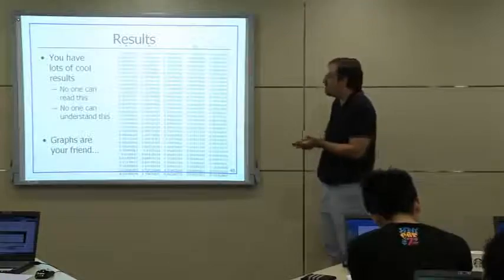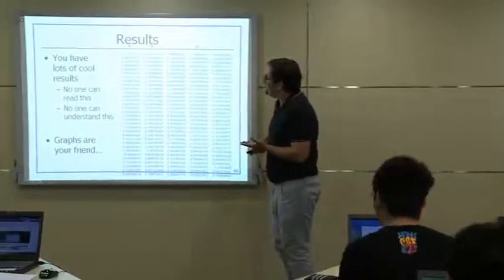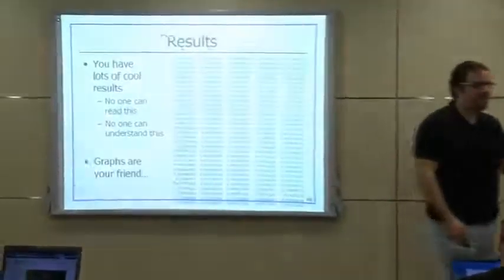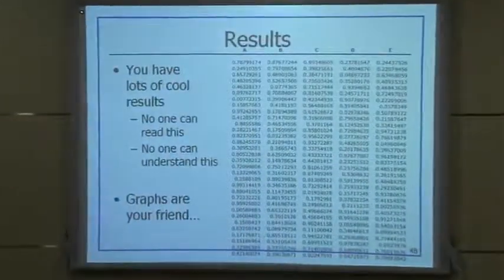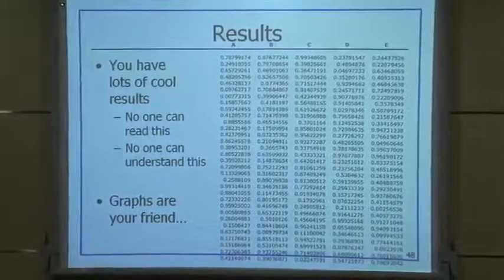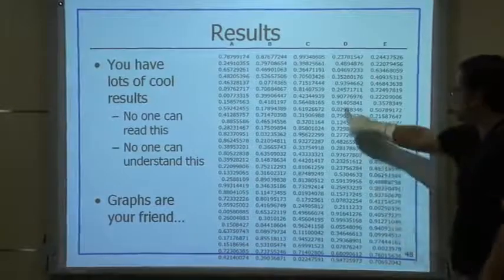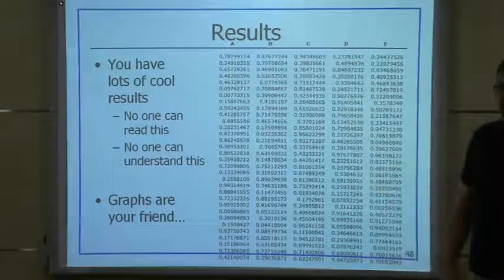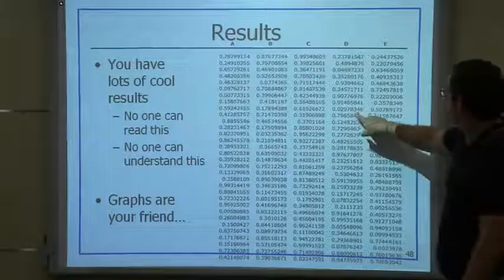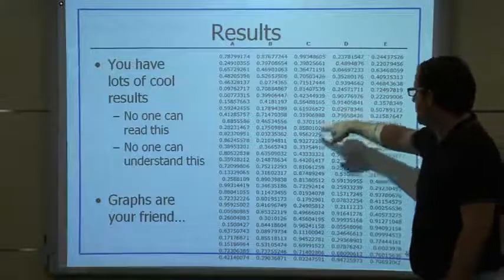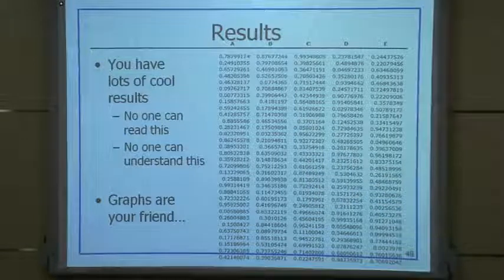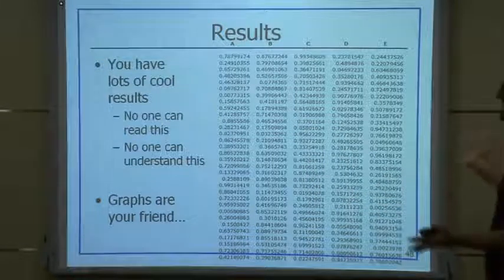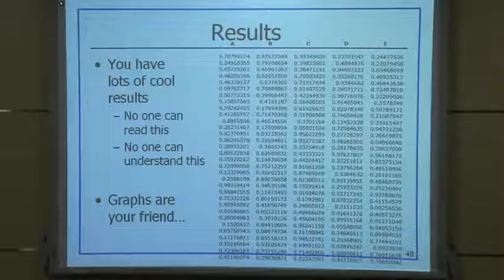You also have lots of cool results. But it's sort of meaningless to have a big list of data in tabular form that says, well, as you can see, this data point clearly proves my theorem, because 0.02 instead of 0.61. Yeah, no one understands it. No one can read that. Use a graph. Show people what it means.